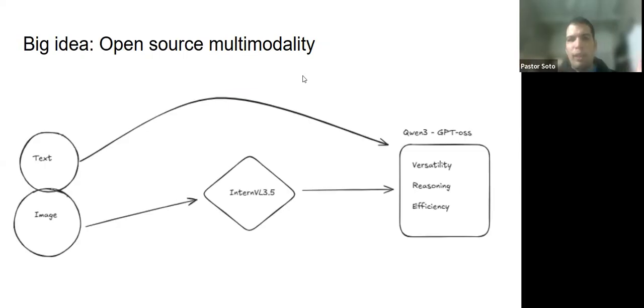So the overall idea is that you want to have multimodality, composed of text and image. So you put in your image, you put in your text. We want the image to be processed by this InternVL 3.5 and the text processed by the language model or the language capability, which in this case would be Qwen3 and GPT open source. And we wanted it to be versatile, have reasoning capabilities, and be efficient. And that's what this whole paper is about. So we are going to dissect those three core functionalities of InternVL 3.5.